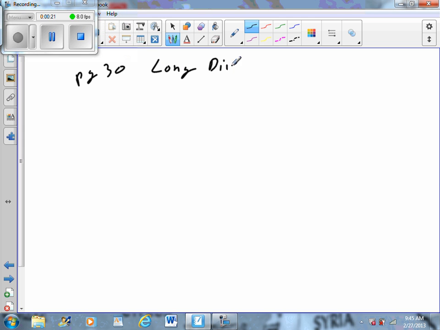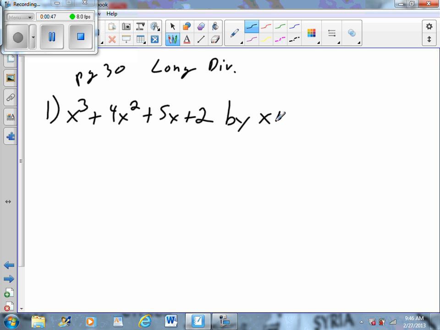All right? Now, I'm not going to work these out all the way. Maybe I will the first one, but the main thing I want to do is show you how to set these up, things to look for. Because number one, first of all, let's look at this. Reads as such: x to the third plus 4x squared plus 5x plus 2. And it says by x plus 1.